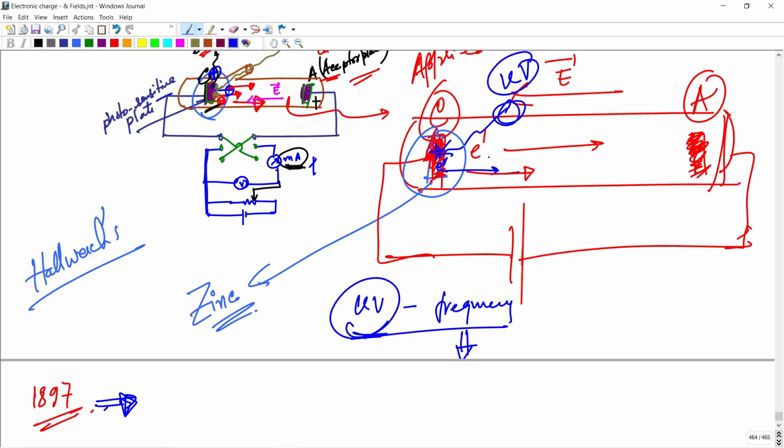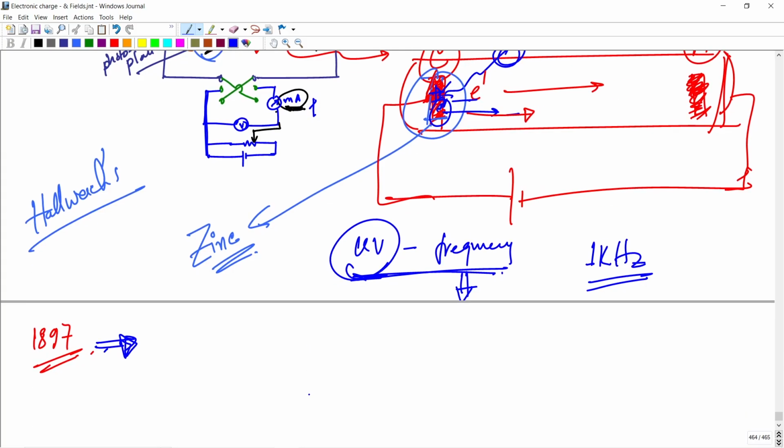Suppose the UV ray has a frequency of 1 kilohertz, and the attractive pull is greater than what that frequency's energy can overcome. That's why these electrons do not overcome the attractive pull. So there is a minimum frequency that must be needed here. If the incident ray frequency is smaller than some certain minimum value, no electrons are emitted.